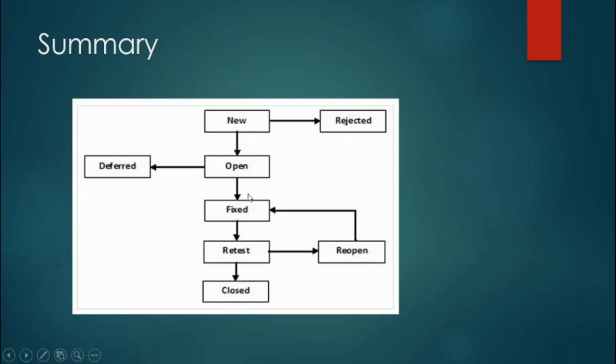Once it is in fixed status, it is assigned back to QA. QA retests this defect. If the issue still exists, QA can reopen this defect, and you can ask the developer again to look into this issue. Once it is fixed again, it will come to retest. Once you retest this issue and the issue is no longer observed, the tester can close this defect.